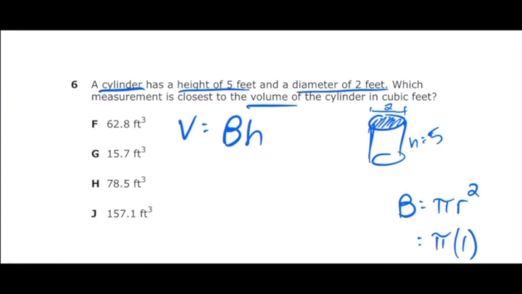So if I multiply pi times 1 squared, I'm just going to get 3.14, which is pi, so that's the area of the base. And then if I plug that into my formula for the cylinder, I'm going to multiply by the height now, so 3.14 times 5, and I should get an answer of 15.7, which is letter G.